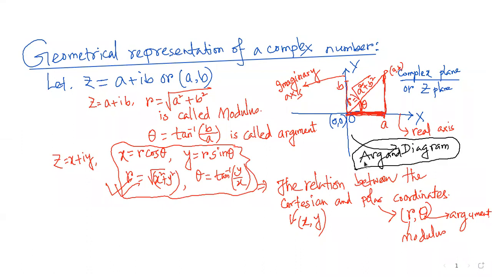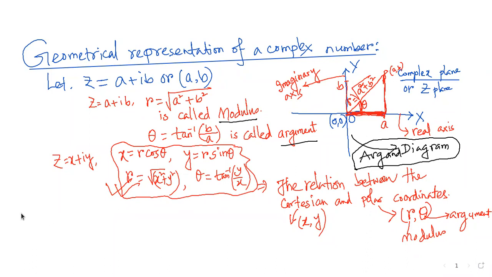If you have any problem, please ask a question, then I can stop and discuss your question. Okay, so this is the new thing. We know that this is the modulus and this is the argument. Modulus is root over x square plus y square, and argument is tan inverse y by x.